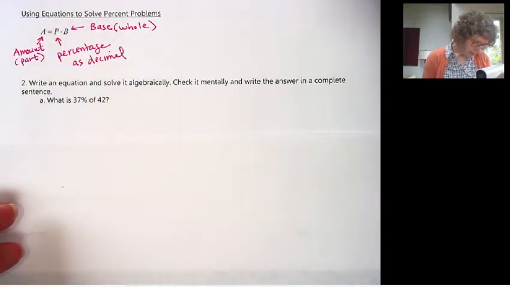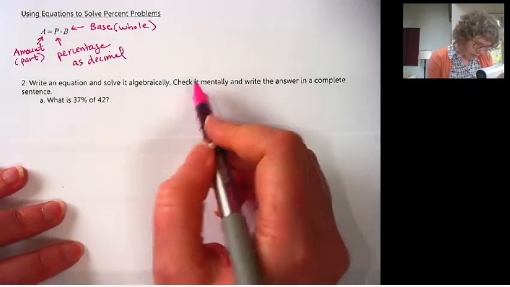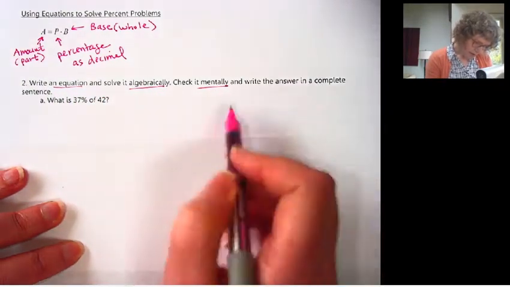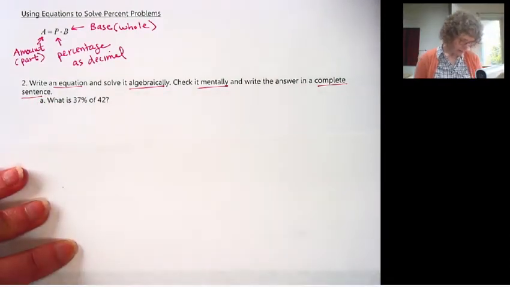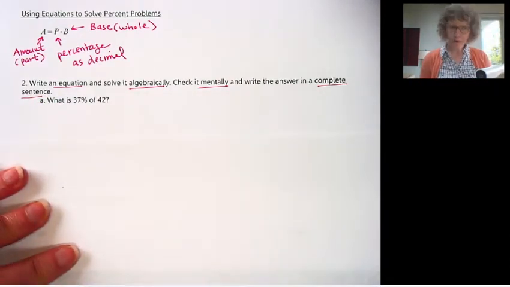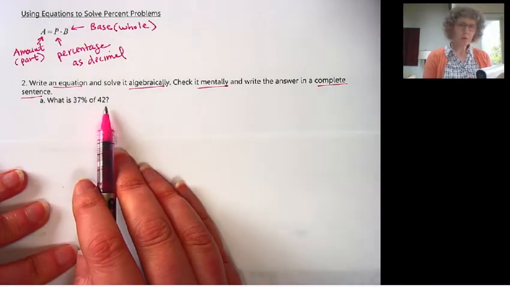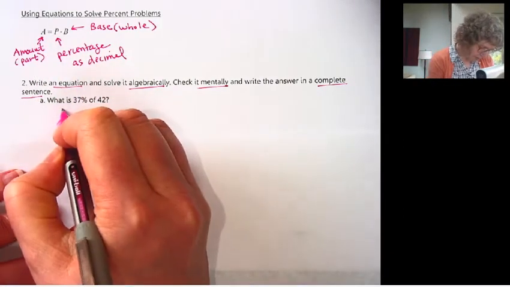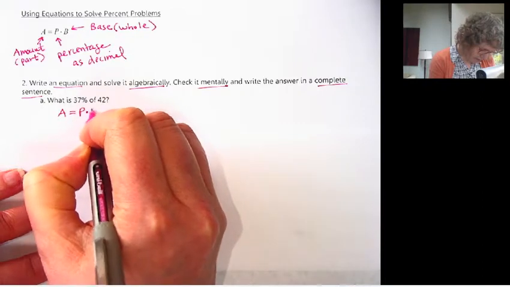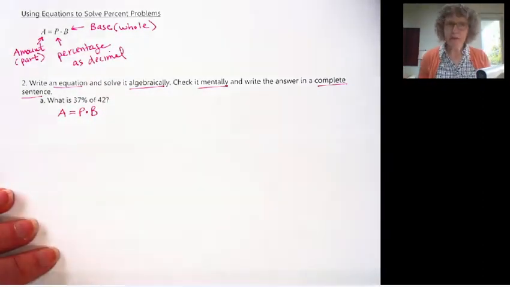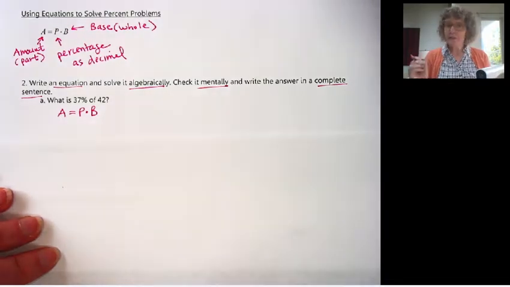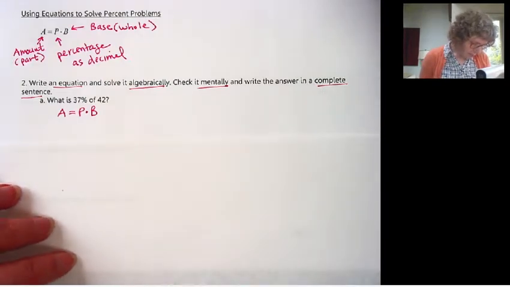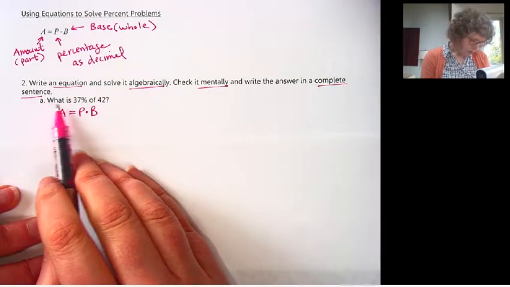So this says, write an equation and solve it algebraically. Check it mentally, because we always want to make sure it makes sense. And then write the answer in a complete sentence. Okay, so you might have done these type of problems before. What is 37% of 42? And there's a lot of different ways to do this, but we're going to use the algebra formula here. So I'm going to write out A equals P times B, or just A equals PB. You don't have to have the dot, because two things next to each other automatically implies multiplication.